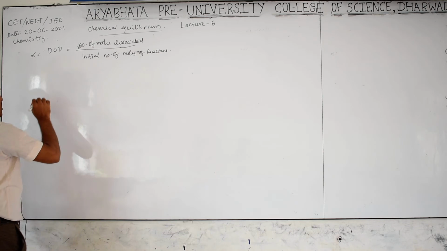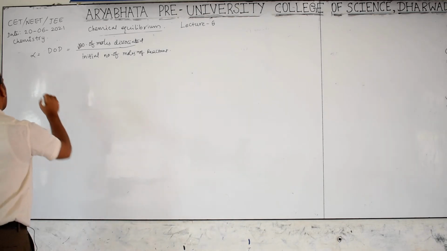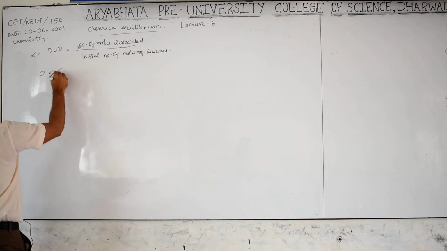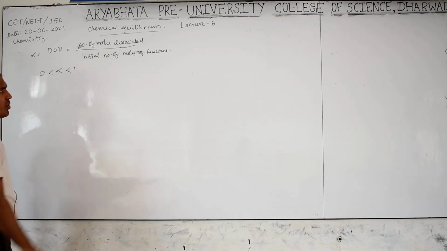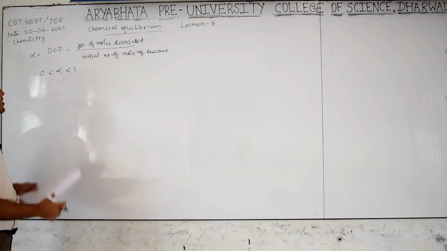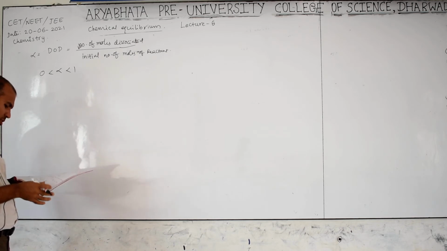Now based on this one, I will directly take the problem. And keep in mind this alpha is less than 1, greater than 0. Not 0, not equal to 1, it is less than 1 only. So based on this, we will directly take one problem.